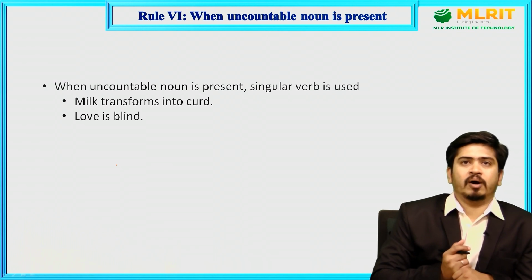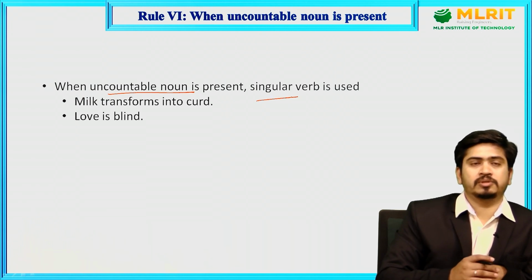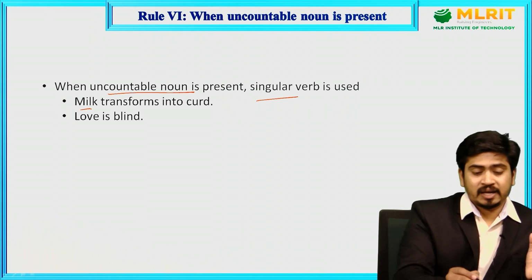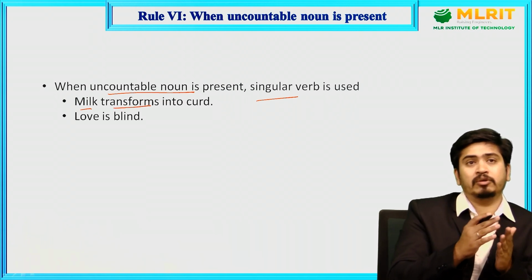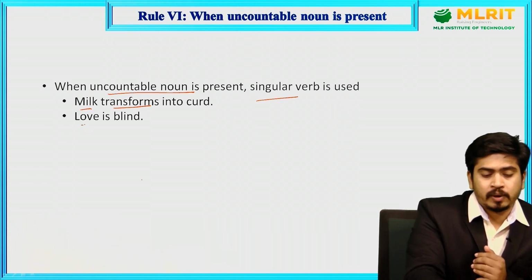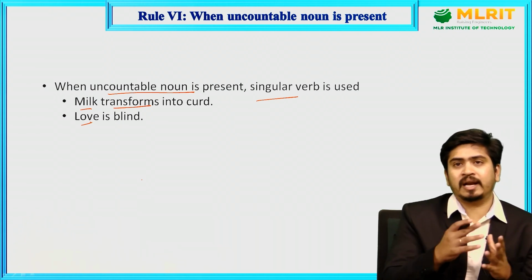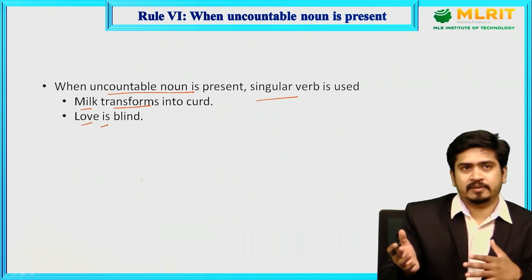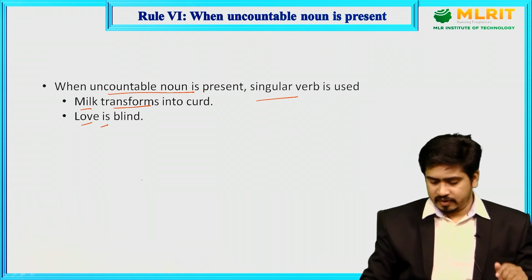Okay. Now let us go to rule 6. When an uncountable noun is present. When an uncountable noun is present, a singular verb is used. Simple examples. Milk. Milk is uncountable. Milk transforms. Singular verb. Milk transforms into curd. You cannot say milk transform into curd. It's wrong. Next one, love. Love is an uncountable noun. You cannot measure love. Singular verb. Love is blind. So whenever we get uncountable nouns, they agree with singular verbs.